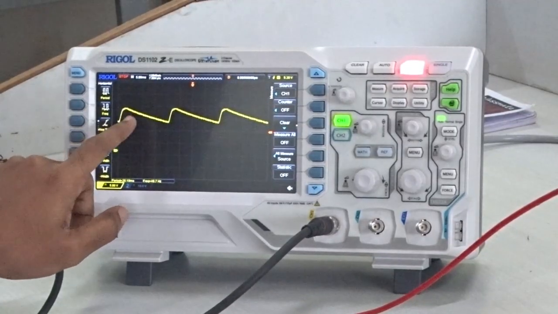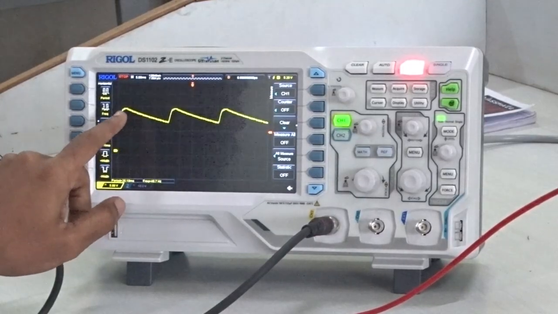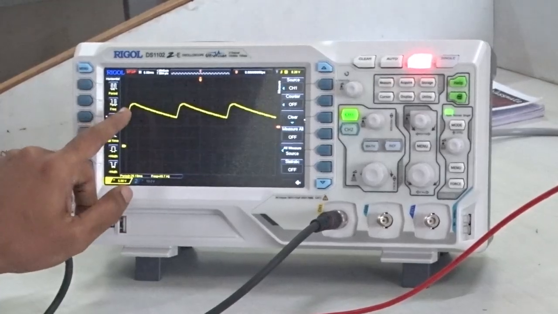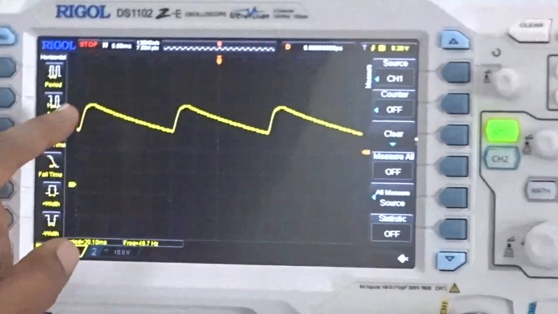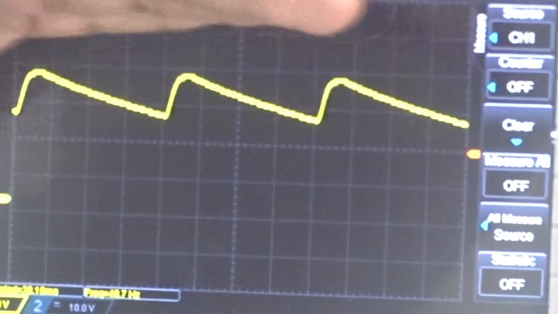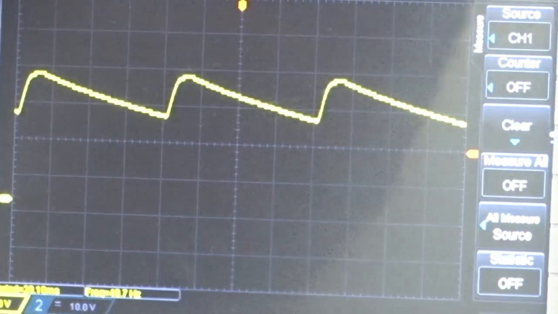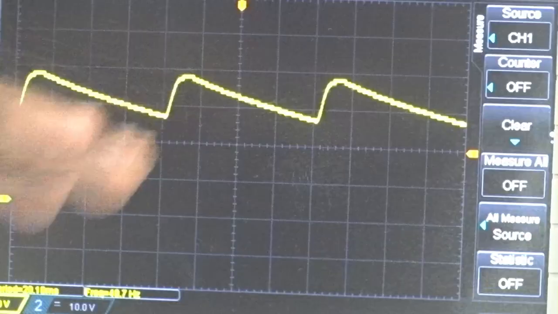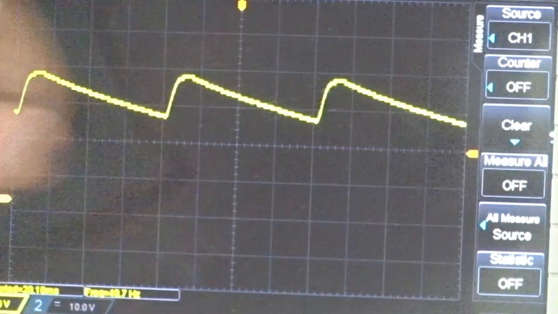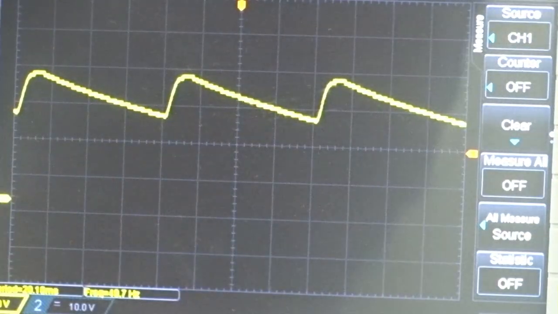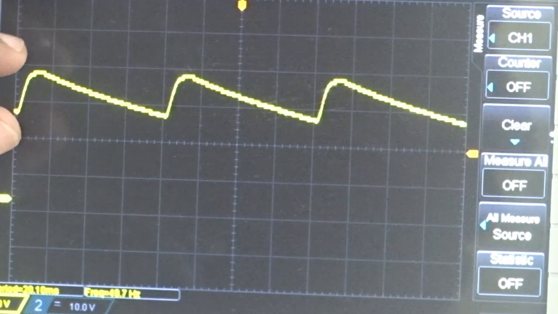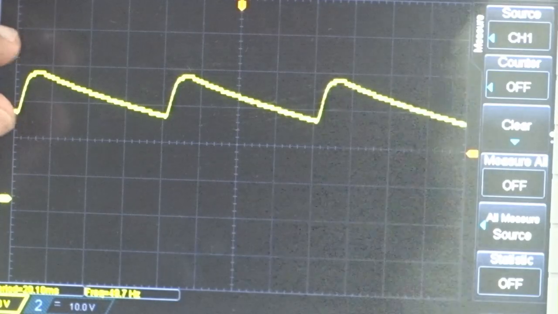The waveform you are seeing is the waveform of the half-wave rectifier with the filter circuit. Again, we are not getting a constant DC, but you can say it is almost a constant DC. But there are also ripples, as you see in the waveform. So we have to measure the peak-to-peak voltage of the ripple.